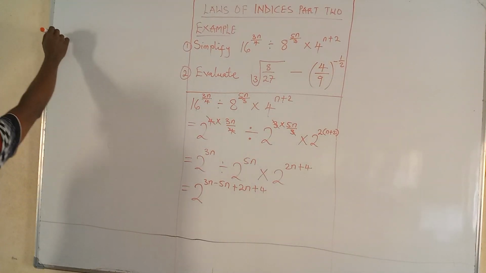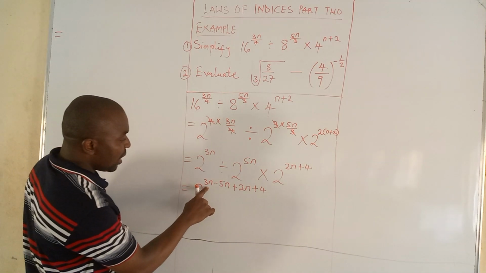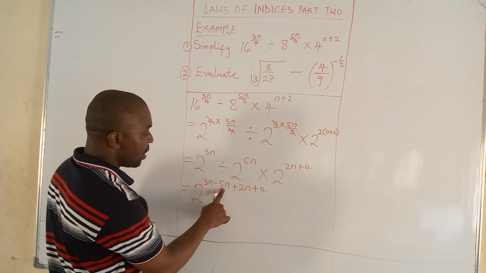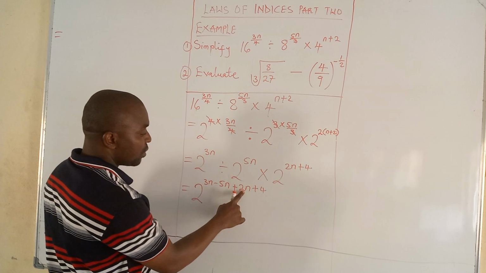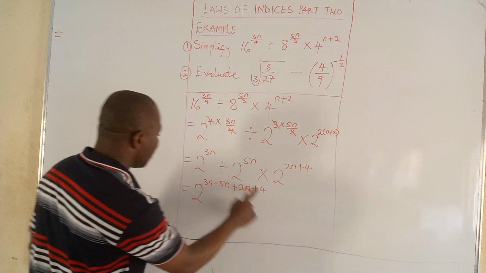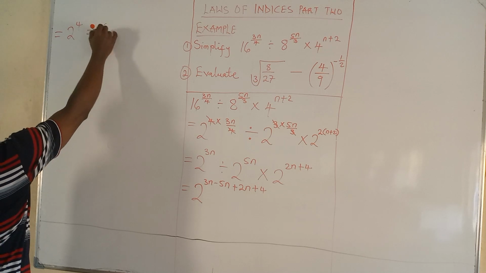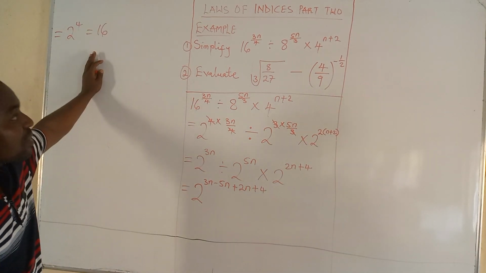So I'll continue from here. 3n minus 5n, that will give us minus 2n. And minus 2n plus 2n, that's 0. So we are left with 4. So this gives us 2 raised to power 4. And 2 raised to power 4 is 16. So that's the answer to the first one. The answer to the first one is 16.